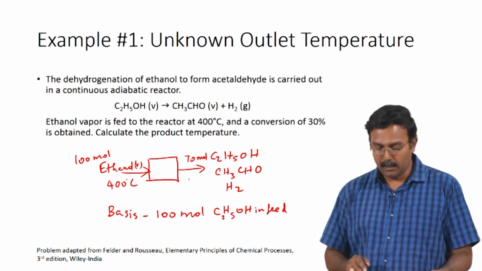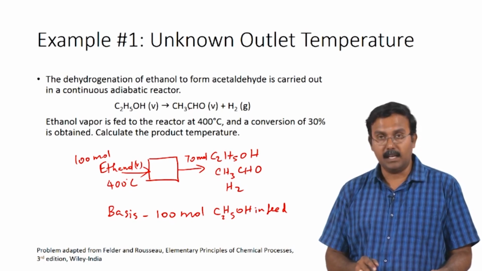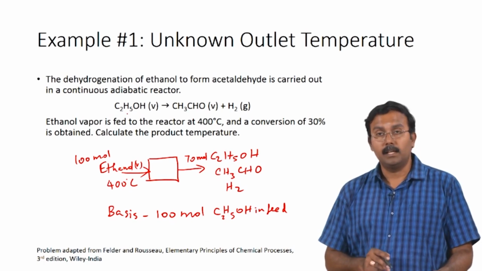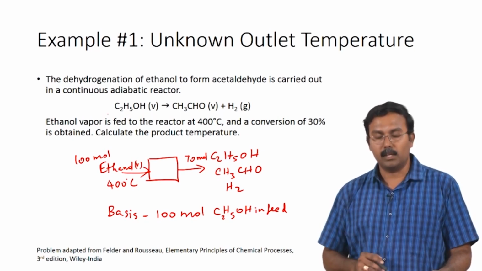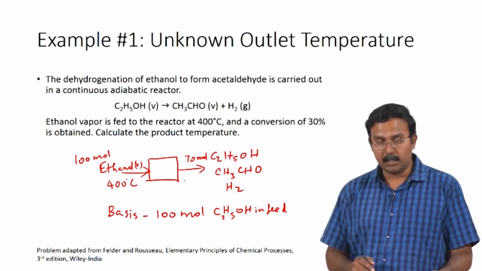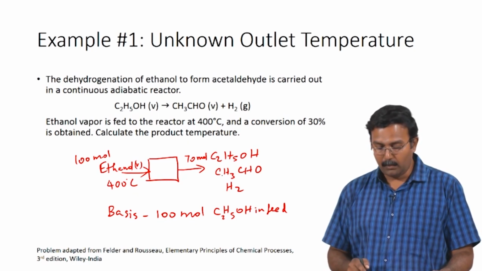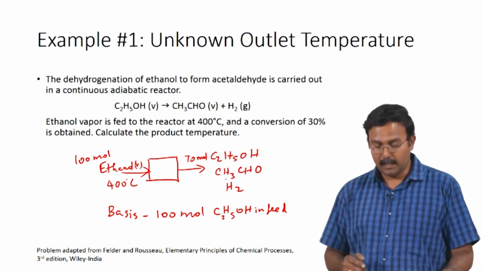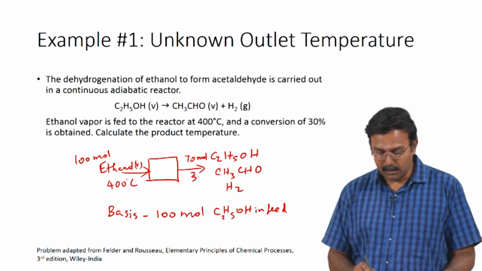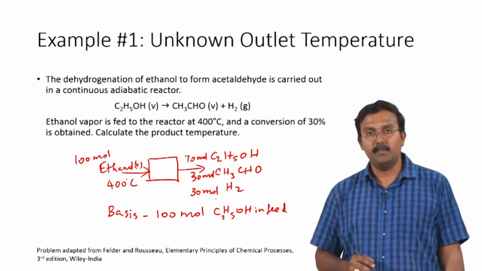This means you would have 70 moles of ethanol leaving the system. Based on the stoichiometry, we can identify that 1 mole of acetaldehyde is produced per mole of ethanol consumed, and 1 mole of hydrogen is produced per mole of ethanol consumed. Since 30 moles of ethanol has been consumed, the output for acetaldehyde and hydrogen would be equal to the generation, which is 30 moles. So, you have 30 moles of acetaldehyde and 30 moles of hydrogen leaving the system.